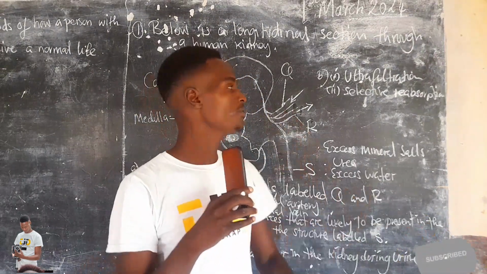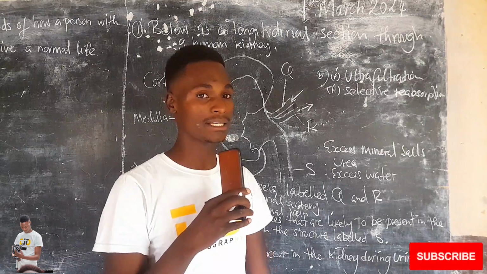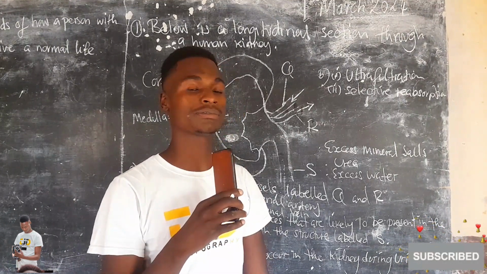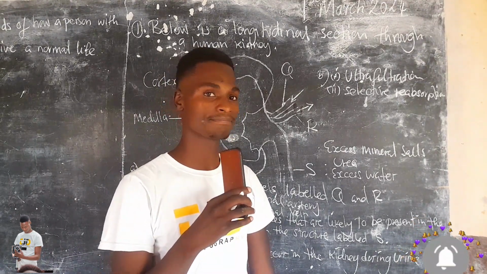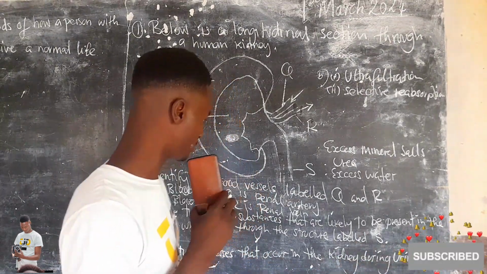Now, what if you have glucose in the urine? It is a sign that you have diabetes, because glucose shouldn't be present in the urine.